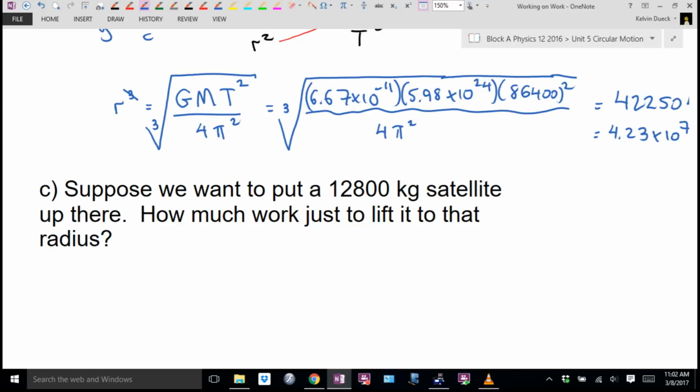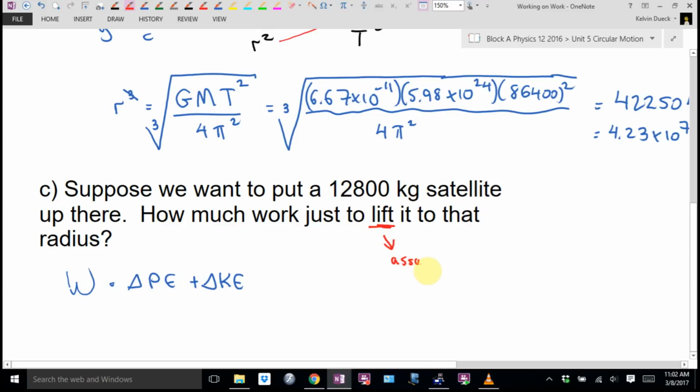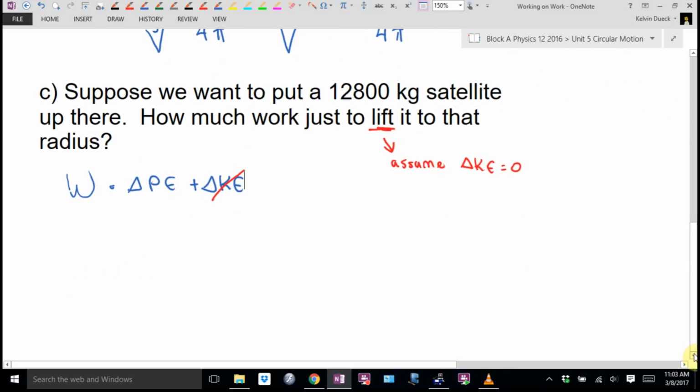So I can't go force times distance because gravity is changing as we go further and further away. I could go the area under the curve, except it's a curve, which doesn't help much because I don't know how to find the area of that. So I have to go work equals... Okay. Right now, Robbie, underline the word lift, and because we're just lifting, we're going to assume the change in kinetic energy is 0. We're not putting it in orbit. In fact, when we let go, it'll come crashing back down to the Earth and smash into the Earth. The next part, part D, will actually figure out how much work to put it into orbit and keep it up there. But for now, okay. What's changing anything?